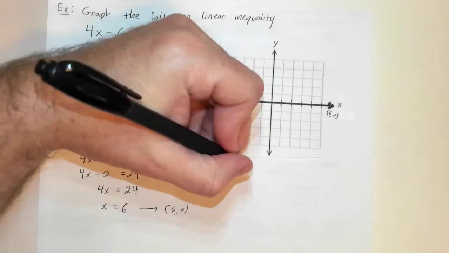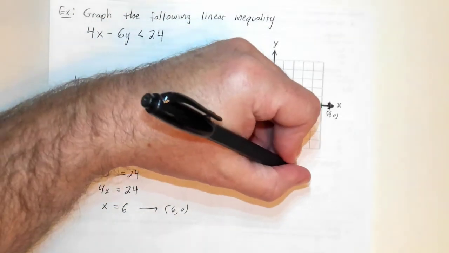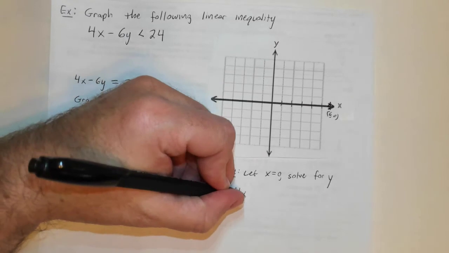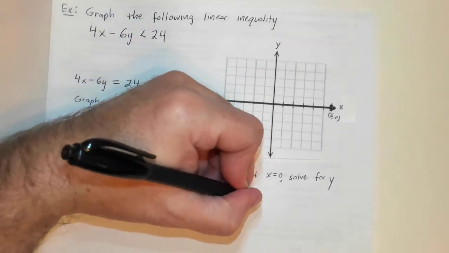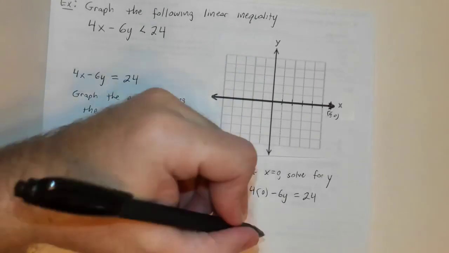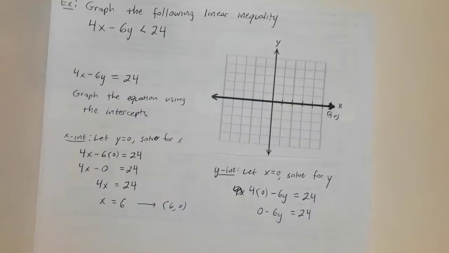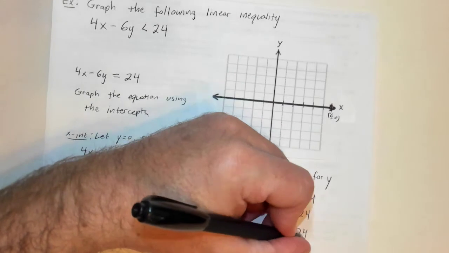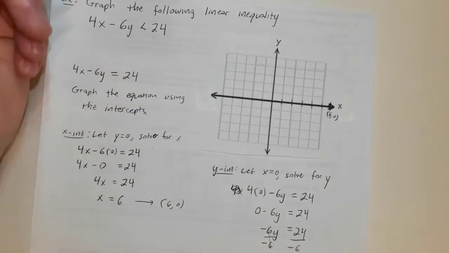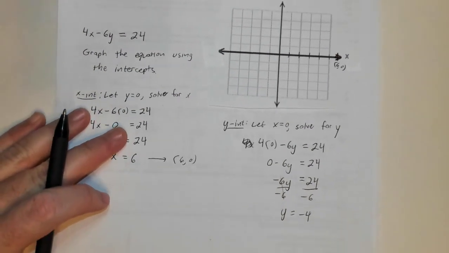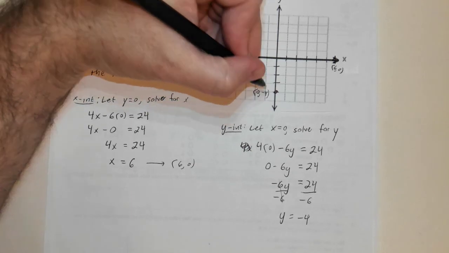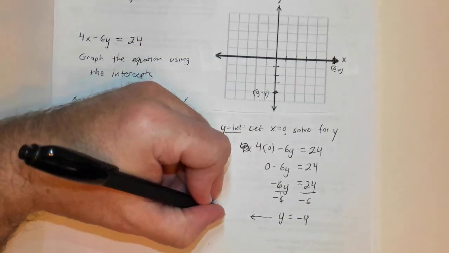For the y-intercept, let x be 0 and solve for y. Again, I'm looking at the equation first. 4 times 0 minus 6y is 24. 4 times 0 is 0. 0 minus 6y is minus 6y equals 24. We divide both sides by minus 6 and get y equals minus 4. So if y is minus 4, that's 1, 2, 3, 4. That's right here. That's the point 0, minus 4.